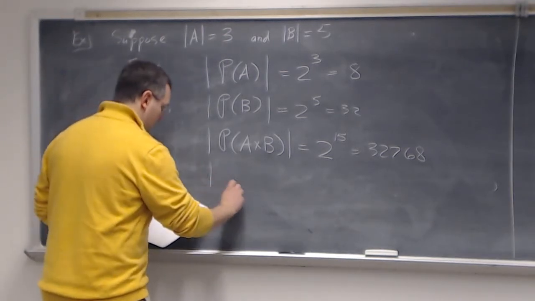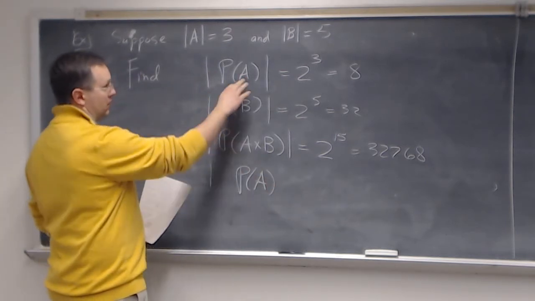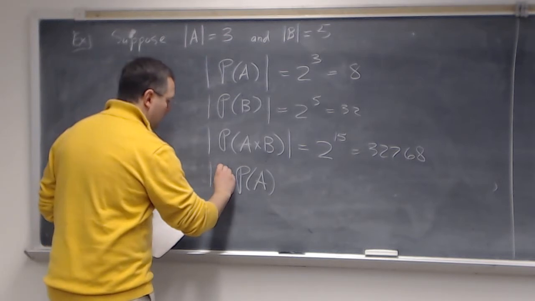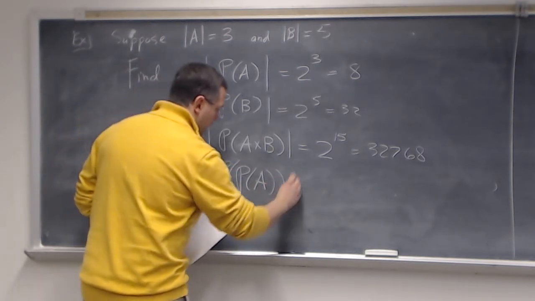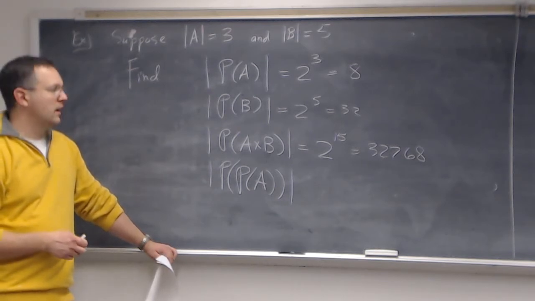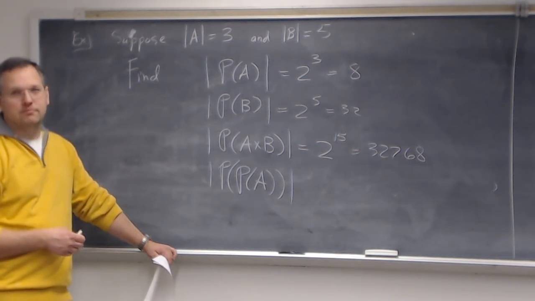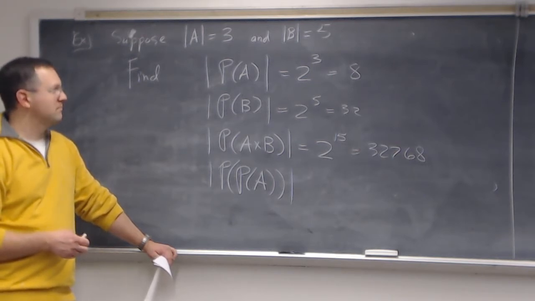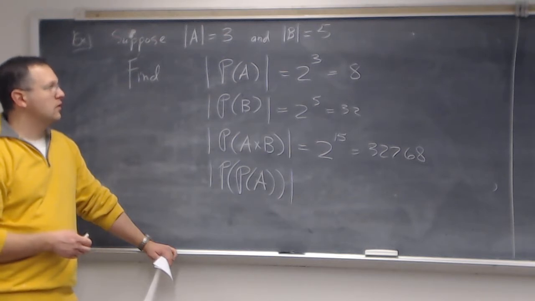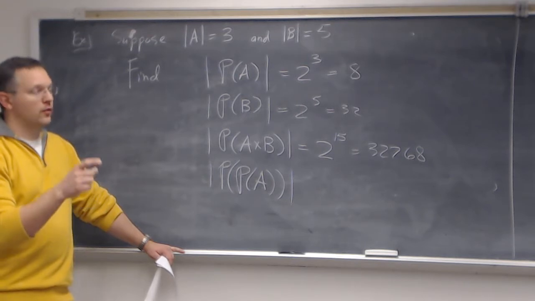How about this? We know the power set of A has 8 elements. What if I took the power set of the power set of A? You don't have to list it out. I just want to know how many elements there are. What's the size of the power set of the power set of A? 2 to the second to the third. Are you saying 2 to the second, which is 4, to the power of 3? Is that what you're saying?